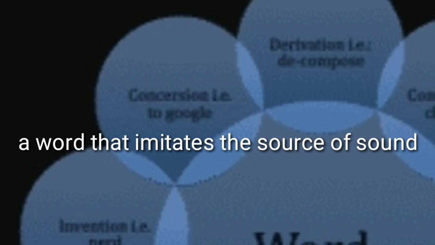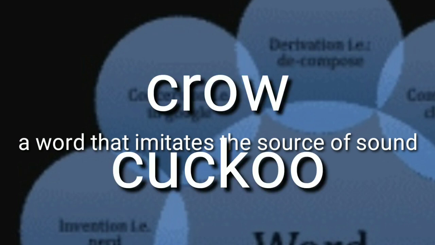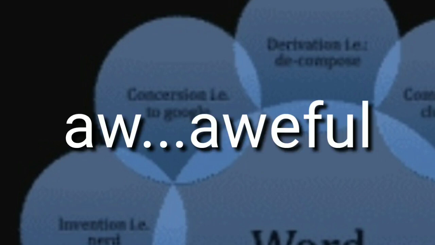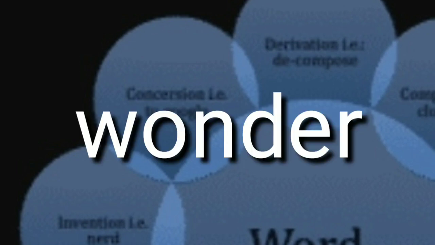For example, crow, cuckoo. Crow, the name of a bird, sounded like cra cra cra. That's why she got the name crow. Not only the names of animals and birds, the words oh, awful remind us of exclamation, and the word double O H O reminds us of wonder.